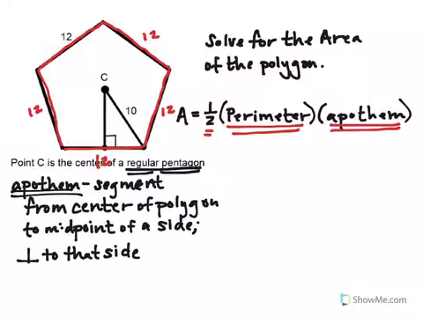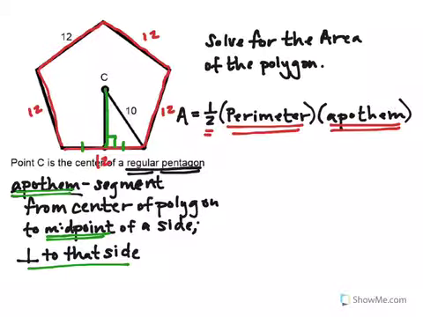It's a segment that extends from the center of the polygon to the midpoint of one of the sides, and this is important. The other characteristic is that it's perpendicular to that side. So we can see here from the center we have a segment that extends down. If this is my apothem, it creates a right angle here because it's perpendicular. And the other thing that it does is that it connects to the midpoint.